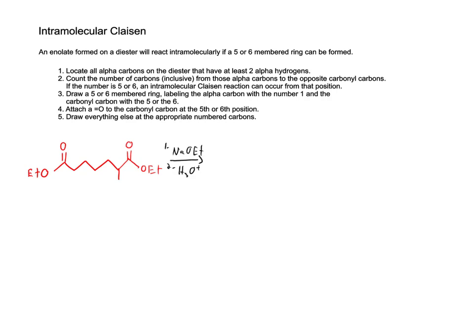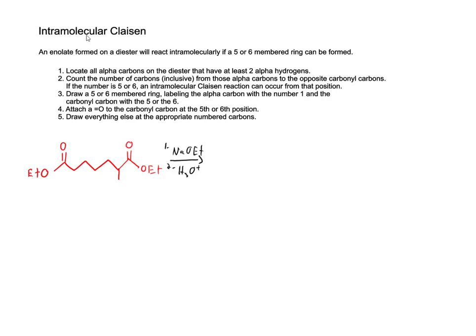If you want to know the mechanism for the Claisen, just go back in the video. It's the same idea. You need to have at least 2 acidic alpha hydrogens on the ester in order to carry this out. So the mechanism is exactly the same. What we're going to focus on is just how do we get to the product quickly.